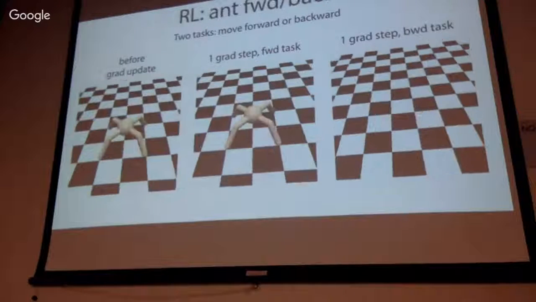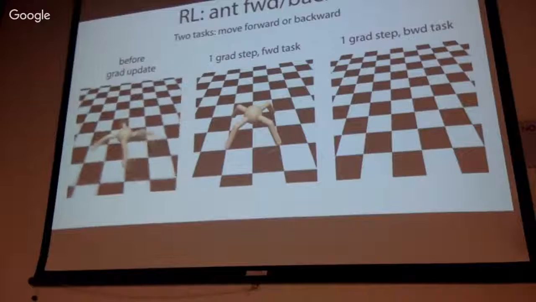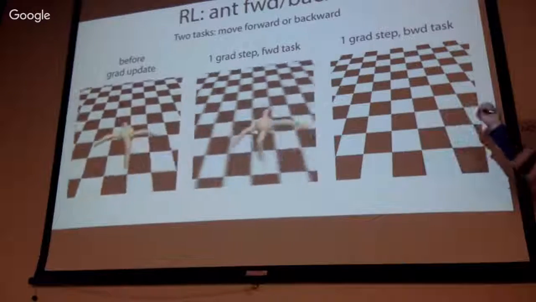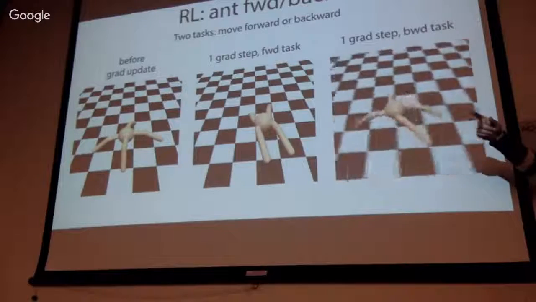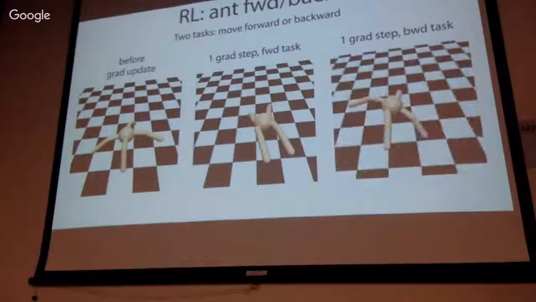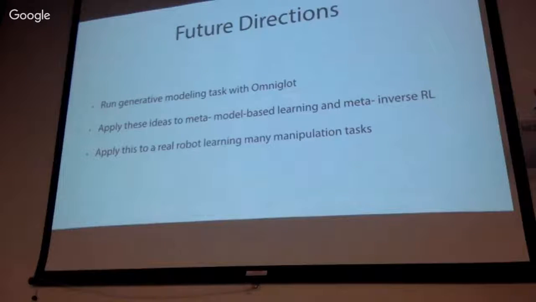after the first policy. We can also do this, so this is the policy before the gradient update. This is the policy for going right, after 1 gradient update for going right. This is the policy after 1 gradient update going left. And then the other cool thing is it continues to improve as you take more than 1 gradient step, even though it's only trained on 1 gradient step.